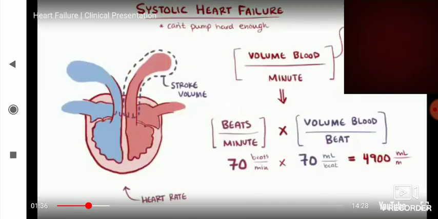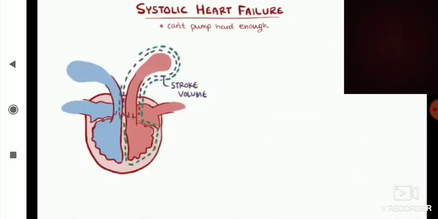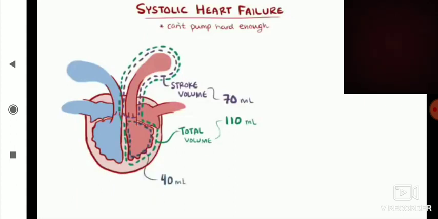Of blood each minute, milliliters per minute, which is almost 5 liters per minute. So notice that not all of the blood was pumped out, right? And the stroke volume is only a fraction of the total volume. The total volume might be closer to 110 milliliters, and 70 milliliters is the fraction that got ejected out with each beat. The other 40 milliliters kind of lingers in the left ventricle until the next beat, right? In this example, the ejection fraction would be 70 milliliters divided by 110 milliliters, or about 64%.